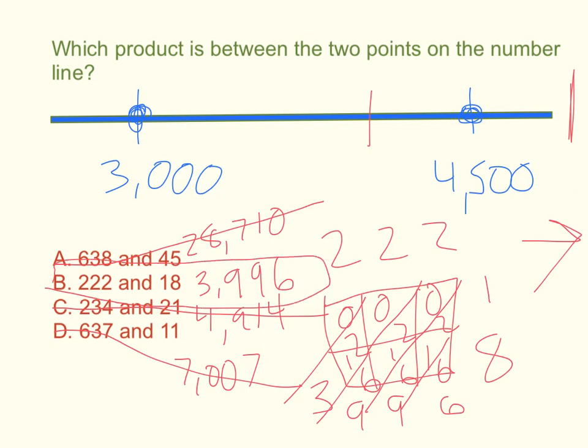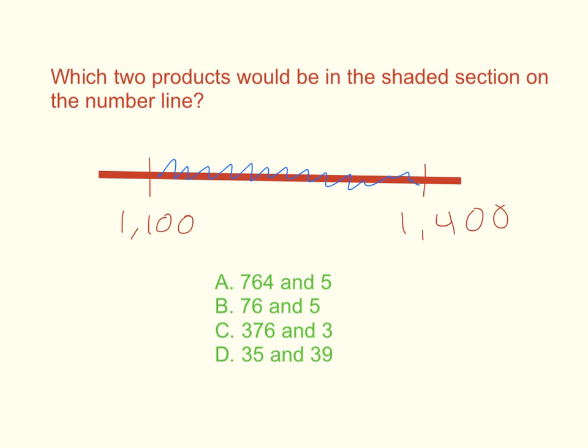The number line might look confusing, but really all you do is you just need to multiply 4 different equations and then see which one fits in between the number line. Which brings us to our final problem. It says which 2 products would be in the shaded section on the number line. So, same concept. I've got a number line here. The blue is the shaded section.